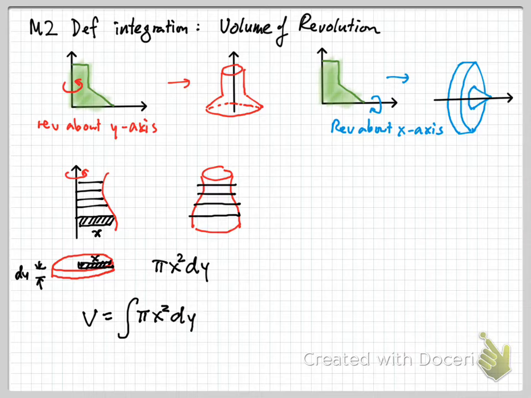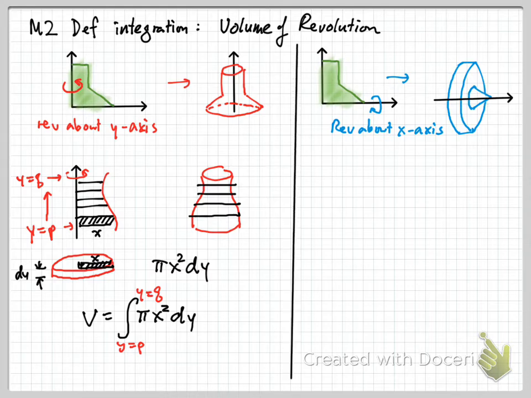We do it from the smallest y, say y equals p, all the way up to the highest y, maybe up here, to y equals q. So we put the boundary y is p to y is q. That would be the volume if we do a revolution, a rotation about the y-axis.